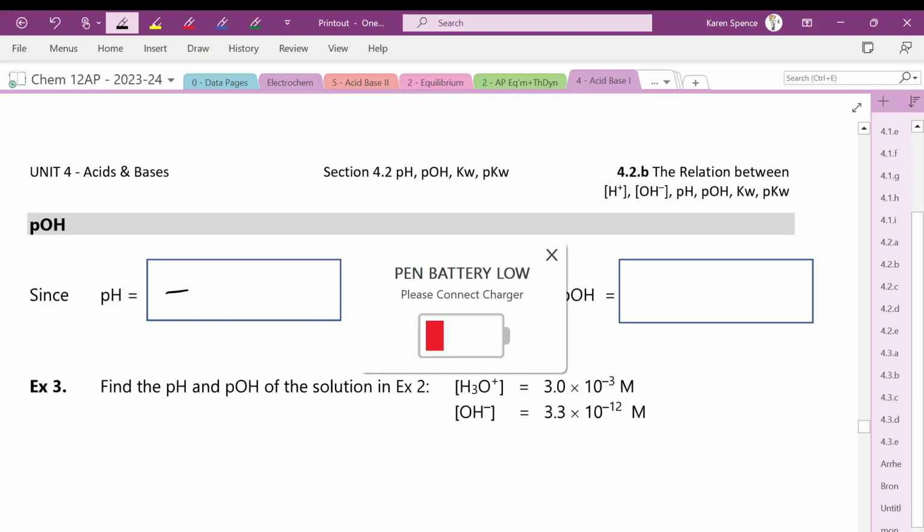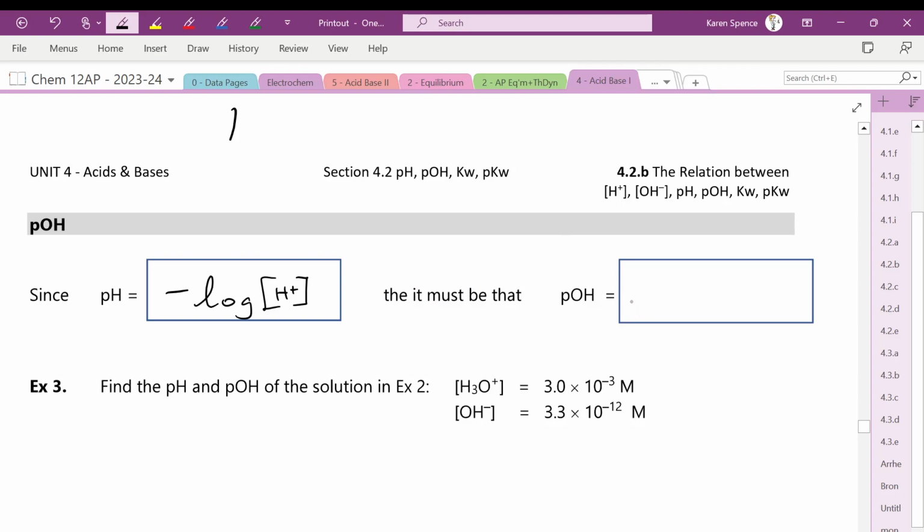We have a negative. And then what function do we take? We take the negative of the log of the H plus. And so therefore, pOH would be the negative of the log of OH minus.